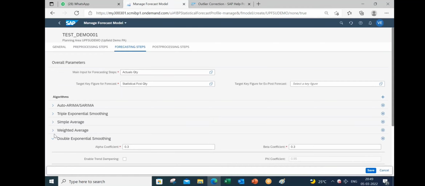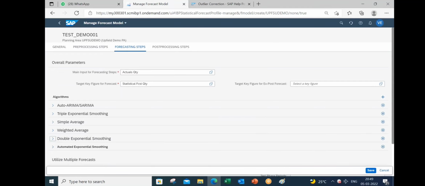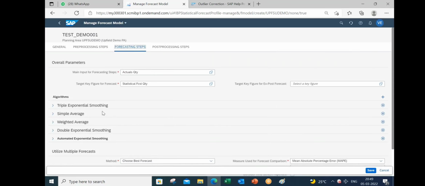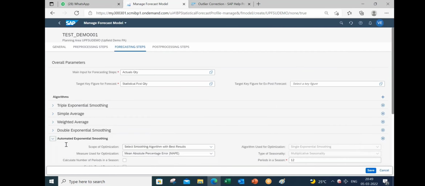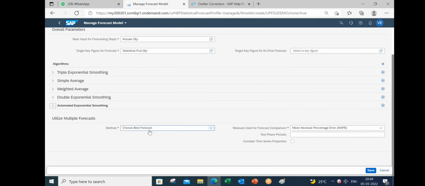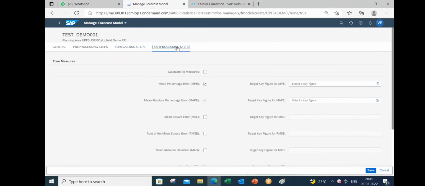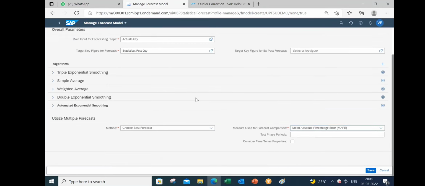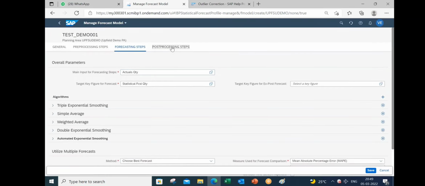So like that, you can give multiple algorithms. So what I'll do now, I will select all these things. Okay. And I'll tell the system to choose the best forecast on MAPE. Okay. And in post-processing steps, MAPE is clicked by default and I can't untick this. It is disabled. Why? Because I have selected MAPE here. Means MAPE is mandatory. You can't escape that.